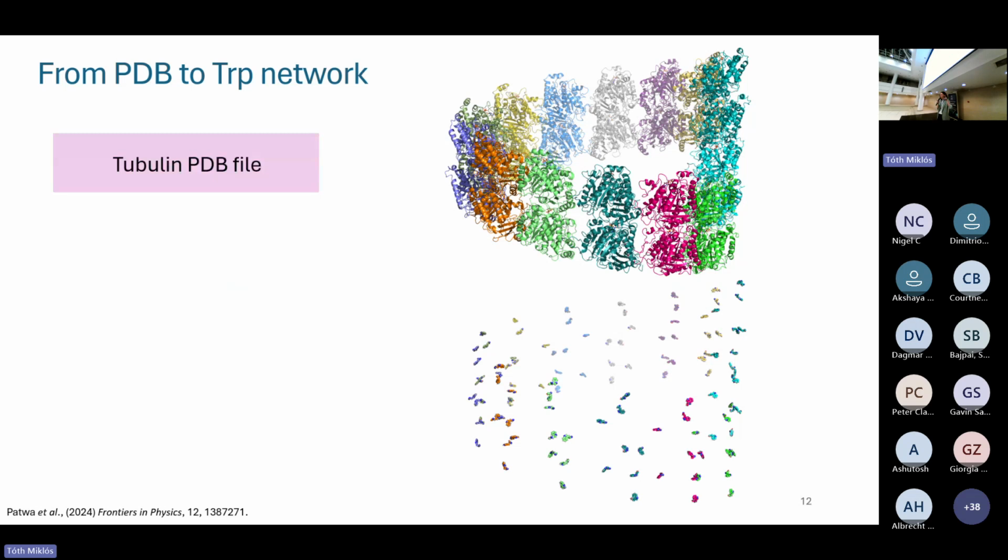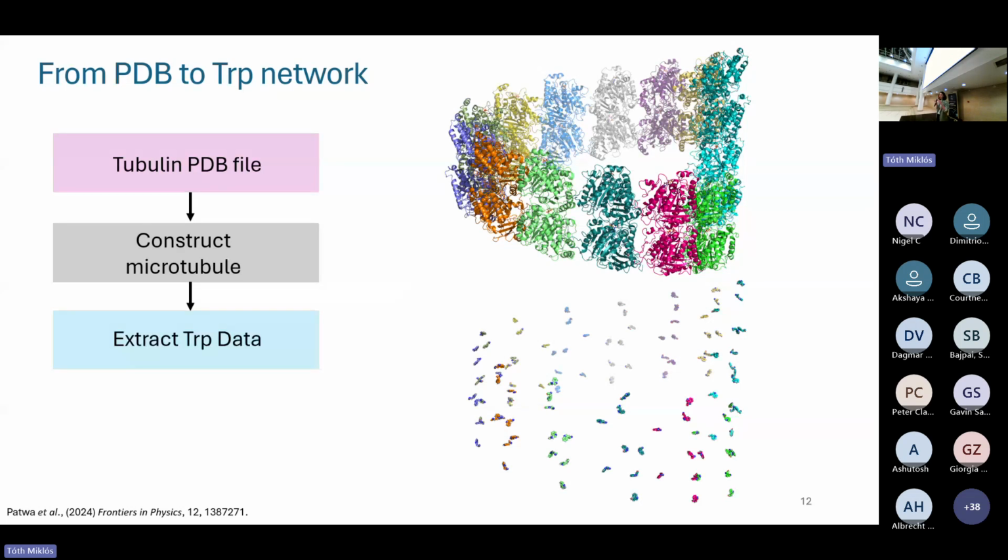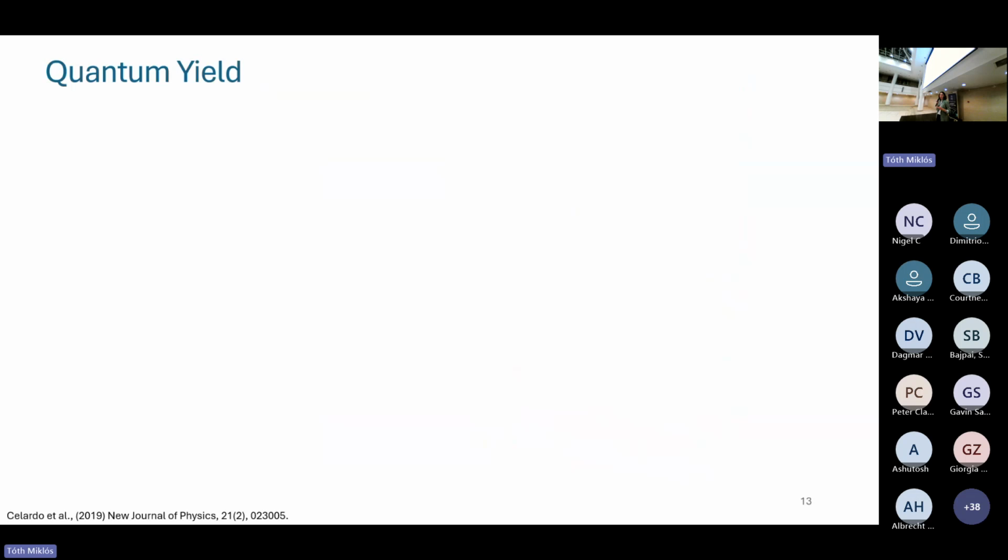So how do we do this? We first go to the Protein Data Bank, and you can get the tubulin. But inside there are a lot of different elements, so you just take the tryptophan from it, and then you construct your microtubule with this dimer of tubulin. And from it, you extract the tryptophan data. So what do you extract? You extract the position and the transition dipole moment for each of these tryptophan.